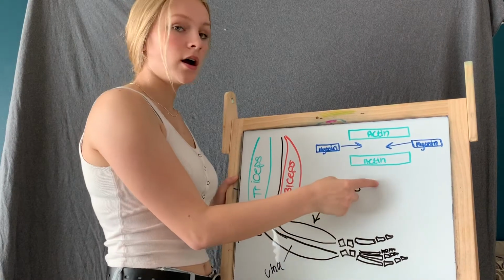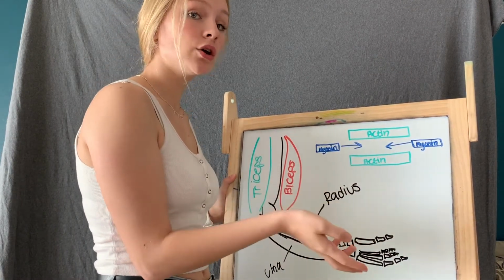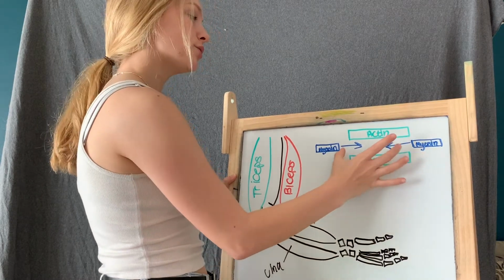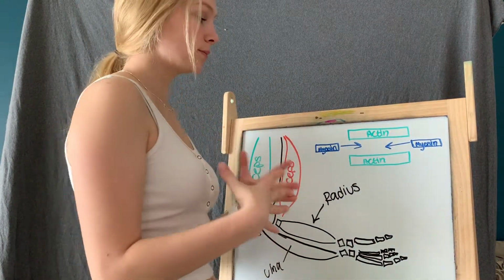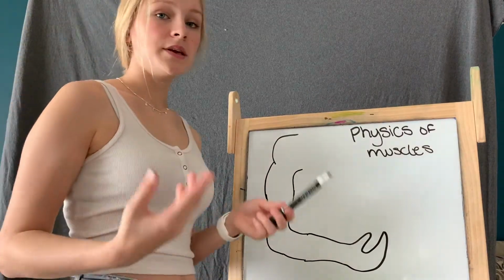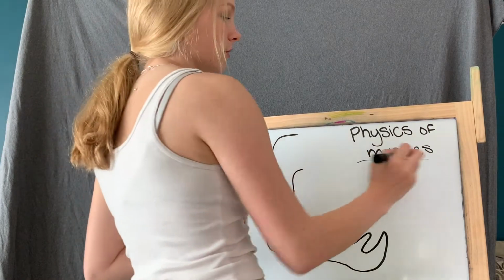Here we can see our two proteins, actin and niacin. When this electrostatic current goes through our muscles, these two are pushed into the actin, which allows our muscles to contract and shorten. Now that we know the basics of our muscles and the way that they move, we can now discuss the physics of our muscles.